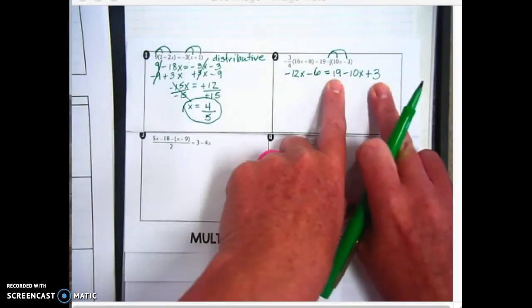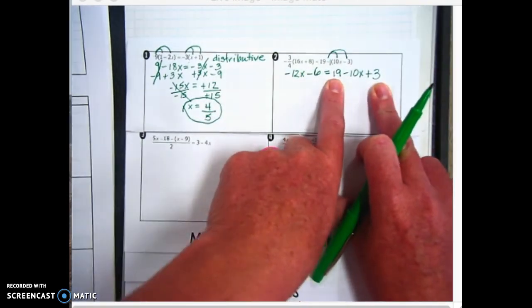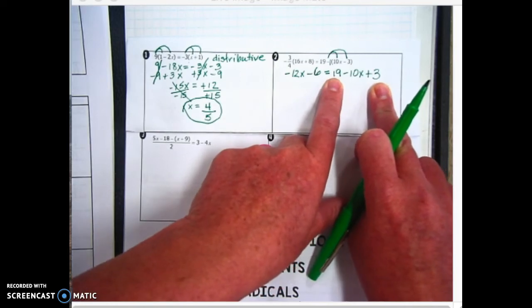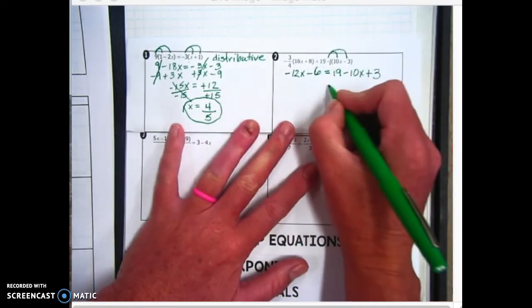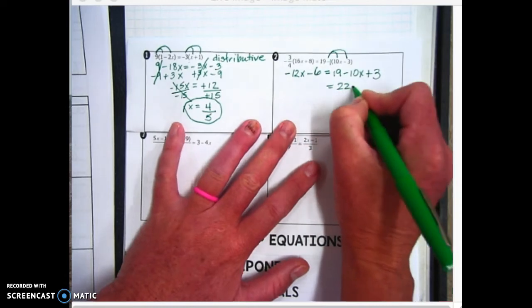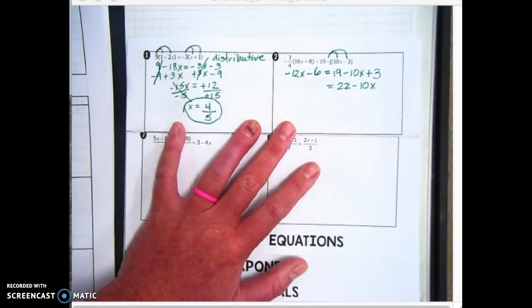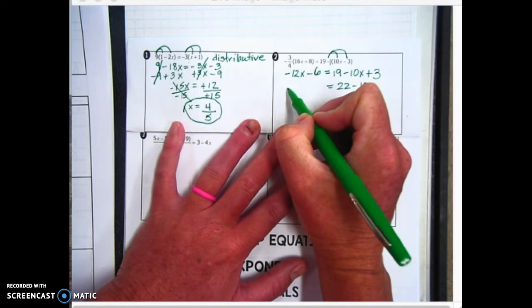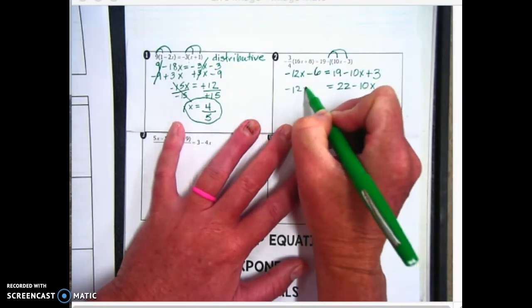Now we've got like terms over here, right? The 19 and the 3 combine to get 22. So we have 22 minus 10x. And then over here on the left, there's nothing to combine, so I'm just going to copy it down, bring it down.